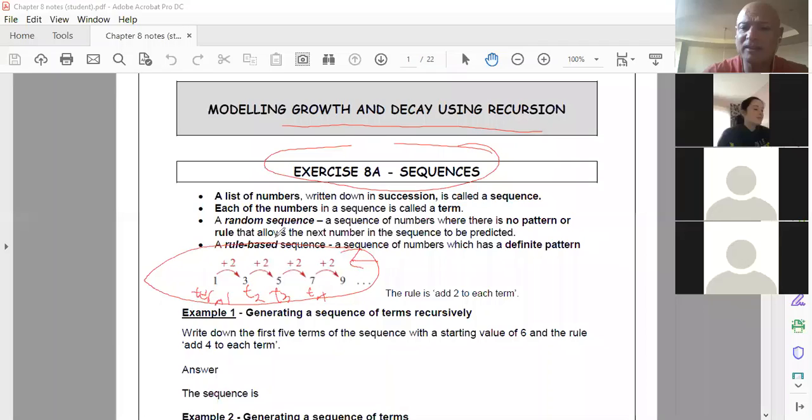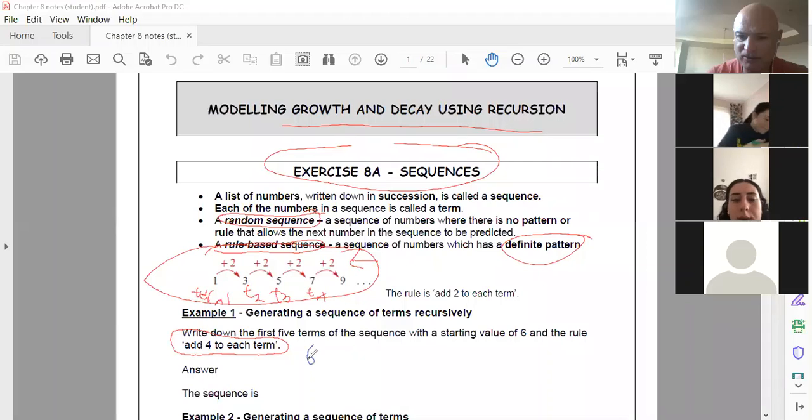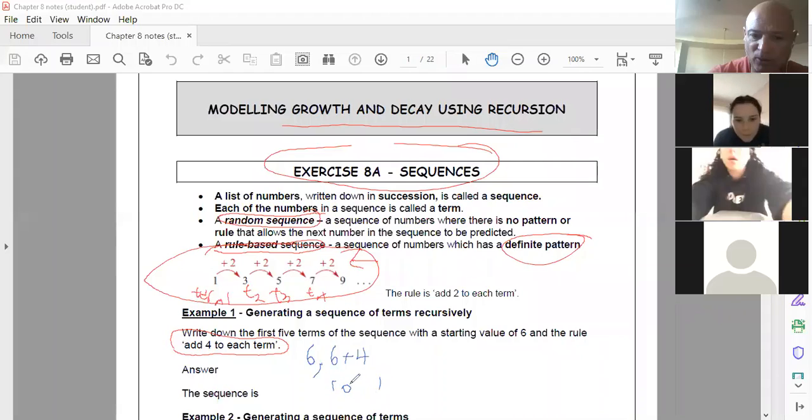So example 1 says generating a sequence of terms recursively. It says write down the first 5 terms of the sequence with a starting value of 6 and the rule add 4 to each term. So that's what we're going to do. All right, I get my blue one up. It starts with 6, so there it is there. It says add 4 to it. Now I can write 6 plus 4. We all know that that's going to be 10. My next one's going to be 10 plus 4, because I'm adding 4 to it. So I'm going to get 14.